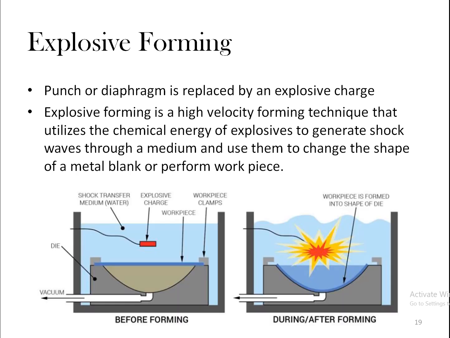Now how it is done? Let us analyze that. There are two diagrams you can see. One is before forming, and the other one is during or after forming. Your setup is something like this. You will have a chamber inside which you can find a die, and the die clamps the workpiece. The gap between the workpiece and the die needs to be vacuum, so the air is sucked using a vacuum pump. You can see the arrangement here.